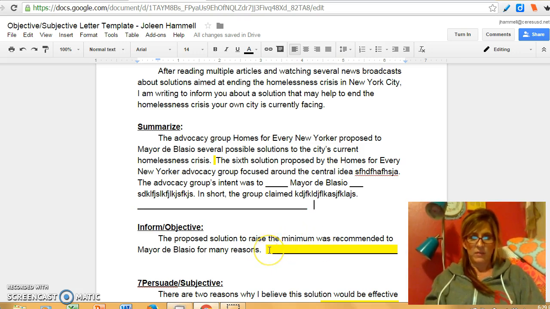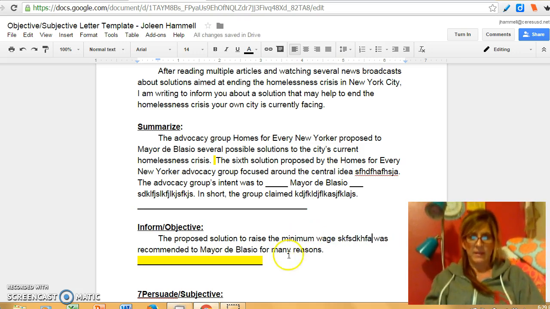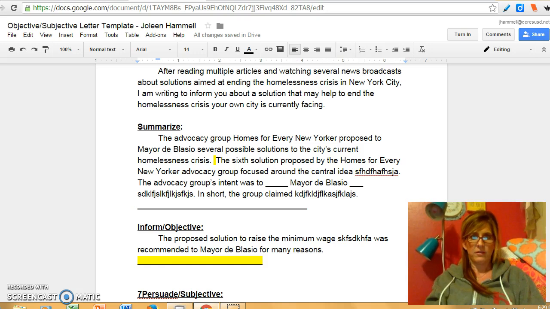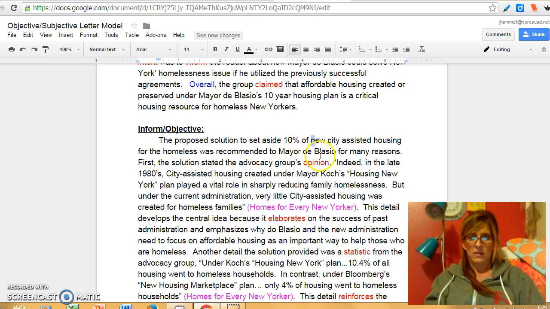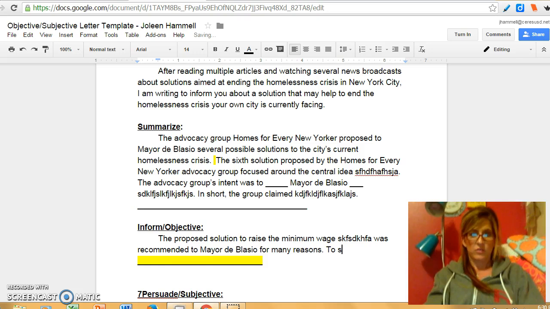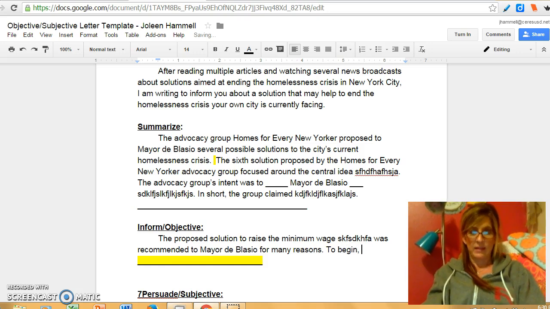So the proposed solution to raise the minimum wage, and then blah, blah, blah, was recommended to Mayor de Blasio for many reasons. Okay, so we did that first sentence. Now what you want to do is you're going to transition and add your supporting detail. So if you look at the model, "first" is a great transition, or you could do something like "to start off," comma, or "to begin," comma.